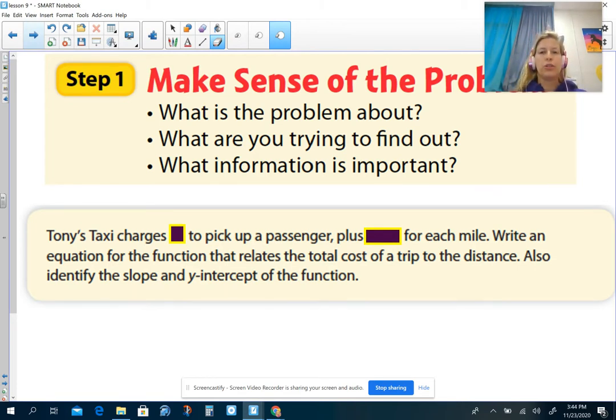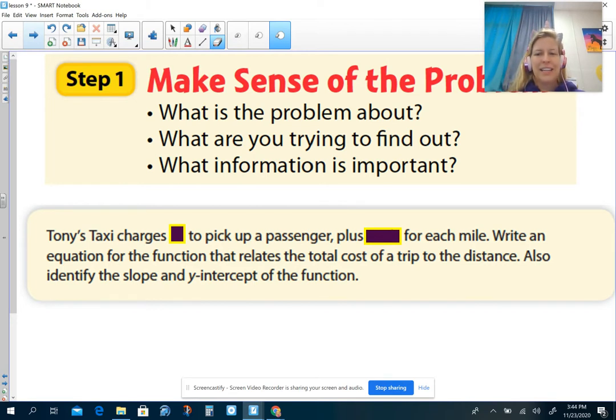This time, I want to make sure you're writing down anything that's important, anything that you need to use, what the problem is asking, and if we have multiple parts too. So be careful. Tony's taxi charges blank to pick up a passenger plus blank for each mile. Write an equation for the function that relates the total cost of a trip to the distance. Also identify the slope and y-intercept of the function. Pause my video so you can write down as many things as you heard me read and that you see.